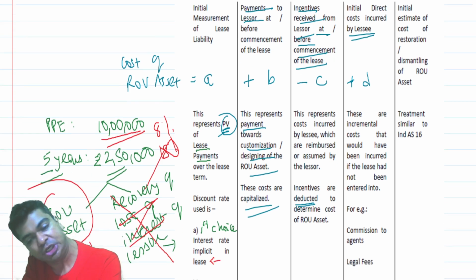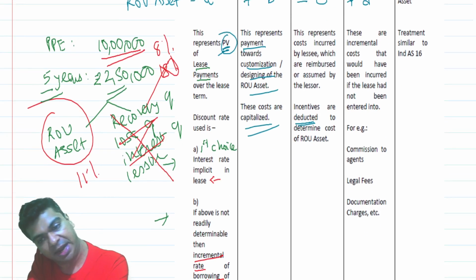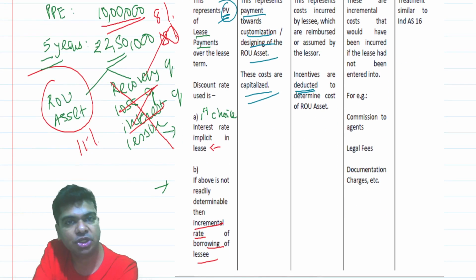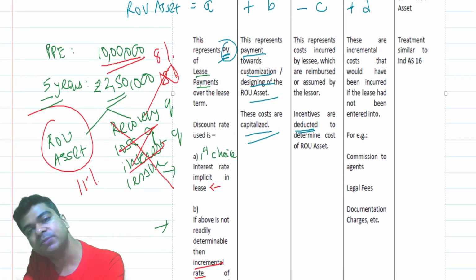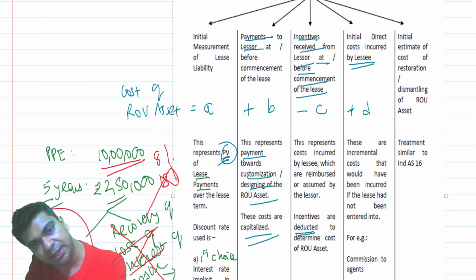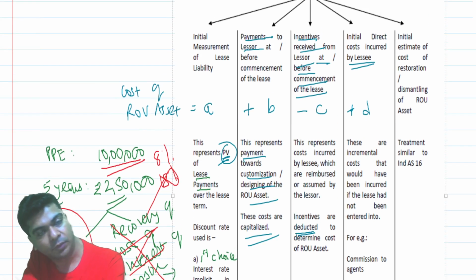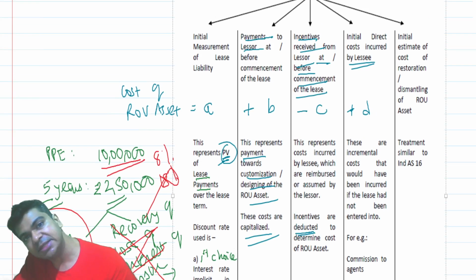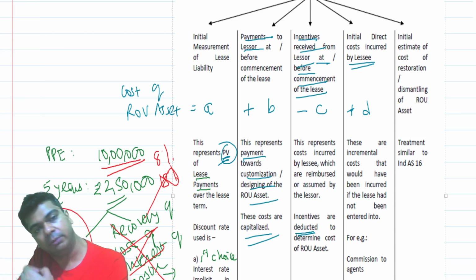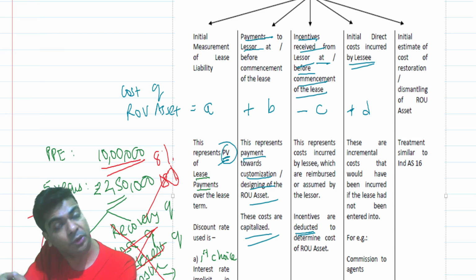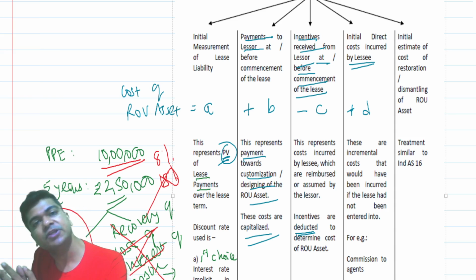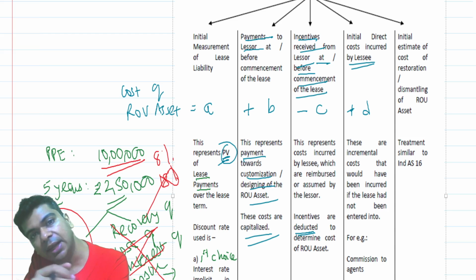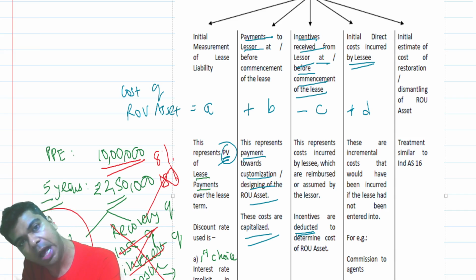If there is any commission that I am supposed to pay to the agent, if there are any legal fees, if there are any documentation charges, and if all these expenses are being borne by the lessee, we should add the same. After all, when you are entering into a lease agreement, ultimately it's a legal document. So documentation charges will be there, stamp duty charges will be there. Who is going to bear these expenses? If these expenses are to be borne by the lessee, we should add it and find out what is the cost of the ROU asset.